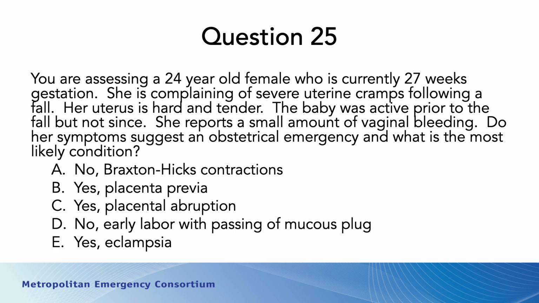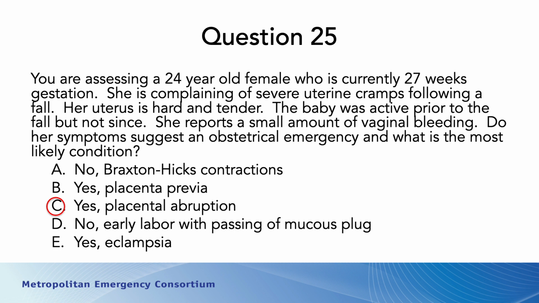So the first answer is no, she's having Braxton Hicks contractions. The second answer is yes, this may be an obstetrical emergency from a placenta previa. The third answer, C, is yes, but it may be a placental abruption. D is no, it's early labor with passing a mucus plug, and E is yes, it's eclampsia. So for me, the correct answer is C.